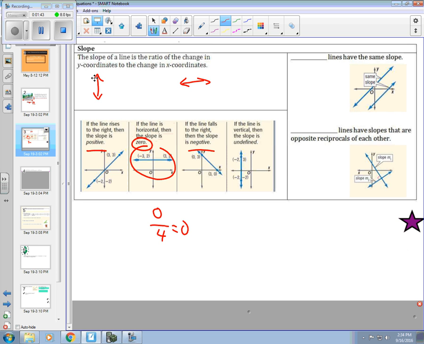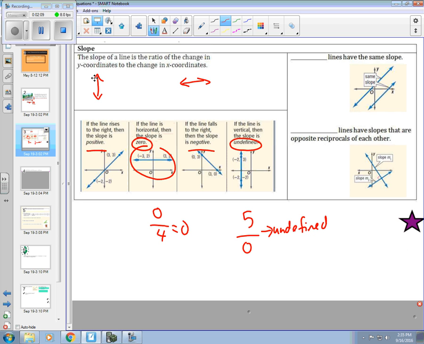The one line that we can't do, or that doesn't have a slope, is a vertical line. Vertical line, we say, has an undefined slope, because if you were to find your rise over run here, the rise of this is 5. The horizontal run is 0 because you're not going left or right. Can you divide by 0? Nope. So that's where we say that this is undefined.